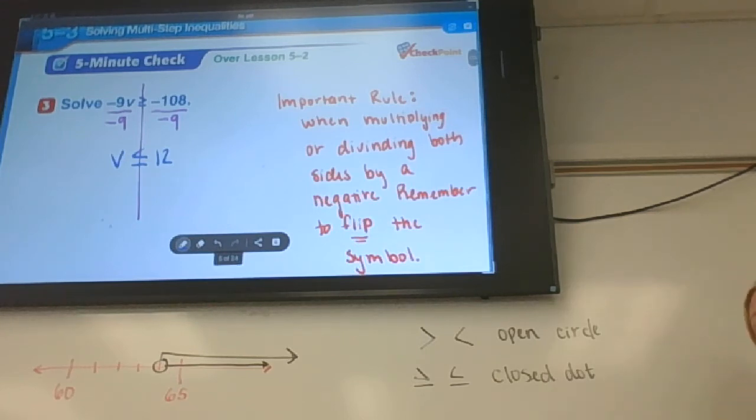So when I look for did a student remember to flip the symbol, the easiest place to check that is on the number line.